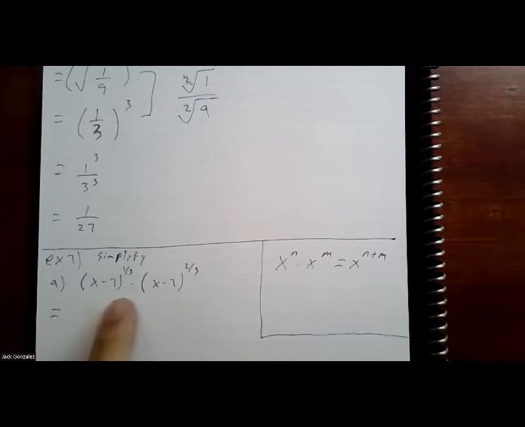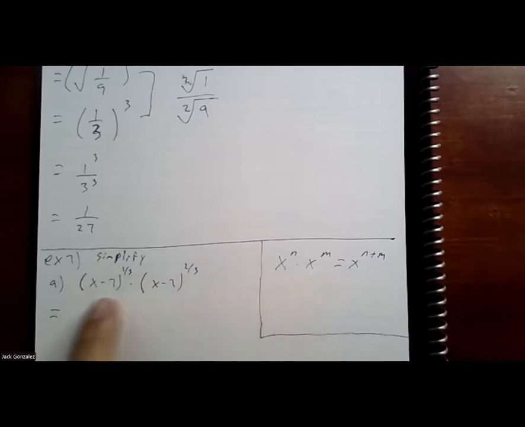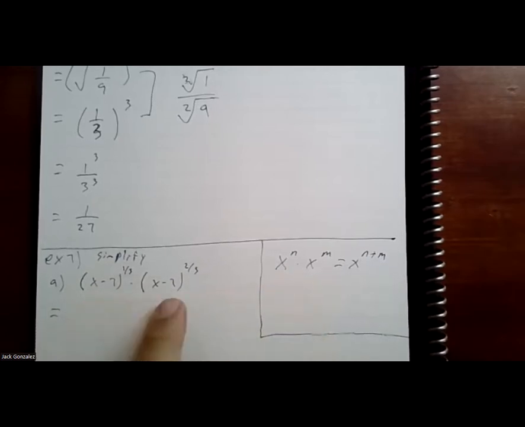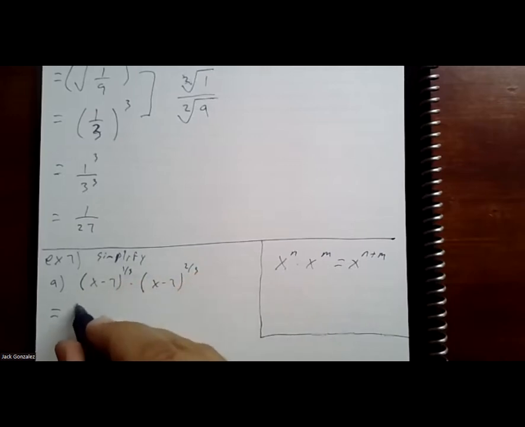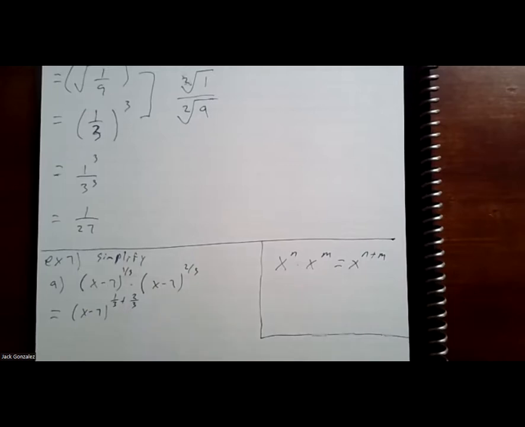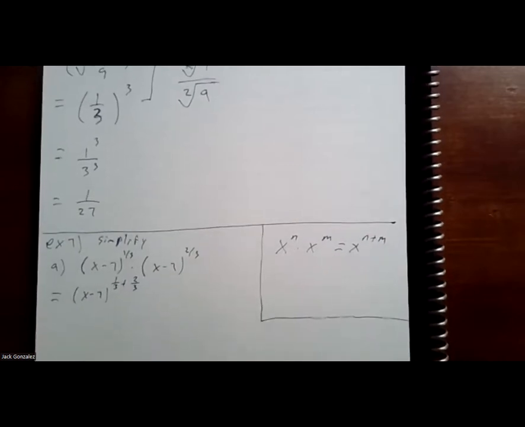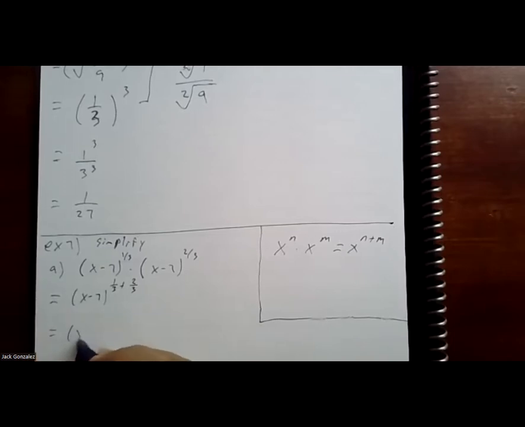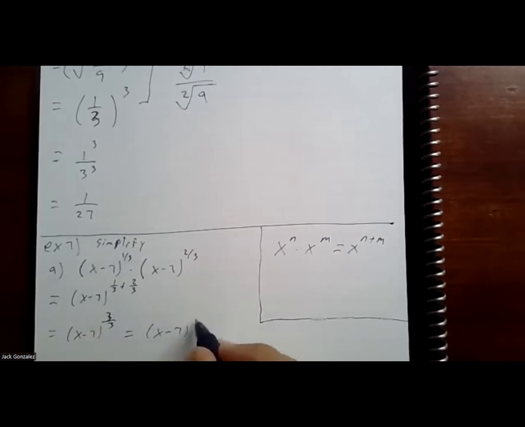Treat this as your same base. This is like your giant X here. Since they are the same, you're just going to add the 1/3 plus 2/3. One-third plus 2/3. Does that make sense? That's all you're going to do. 1/3 plus 2/3 is 3/3, which is a 1. So that's it.